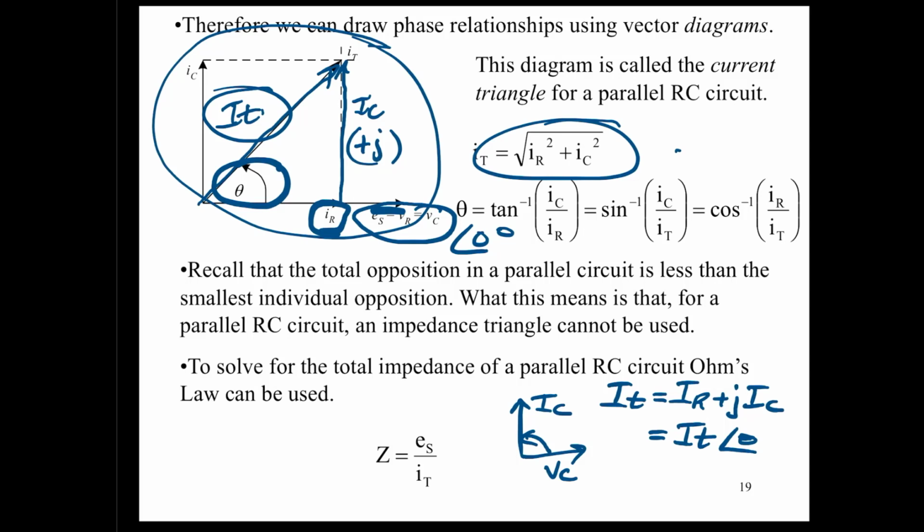So once you have a magnitude of current and an angle, that means your Z total value can be determined by E source at 0 degrees divided by I total at angle theta. And once you make that division using your calculator in polar mode, you'll get a value of Z total at angle phi. Okay? And that will be a lagging impedance.